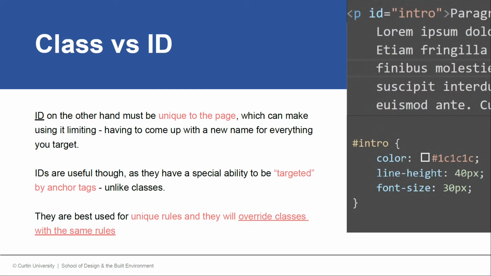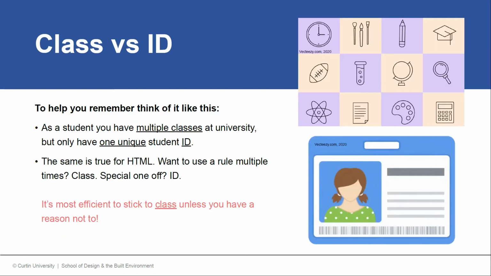So if you have a class and an ID and they have a conflicting rule, let's say font size, one says font size 30, the other says font size 50, the ID is going to win out over the class. So this might sound a little bit confusing, like they're almost the same thing, and they kind of are.